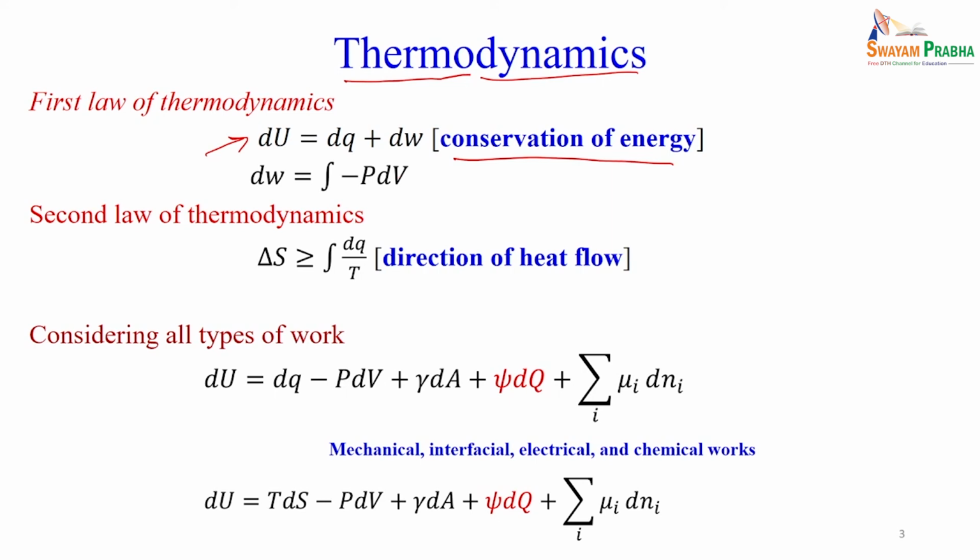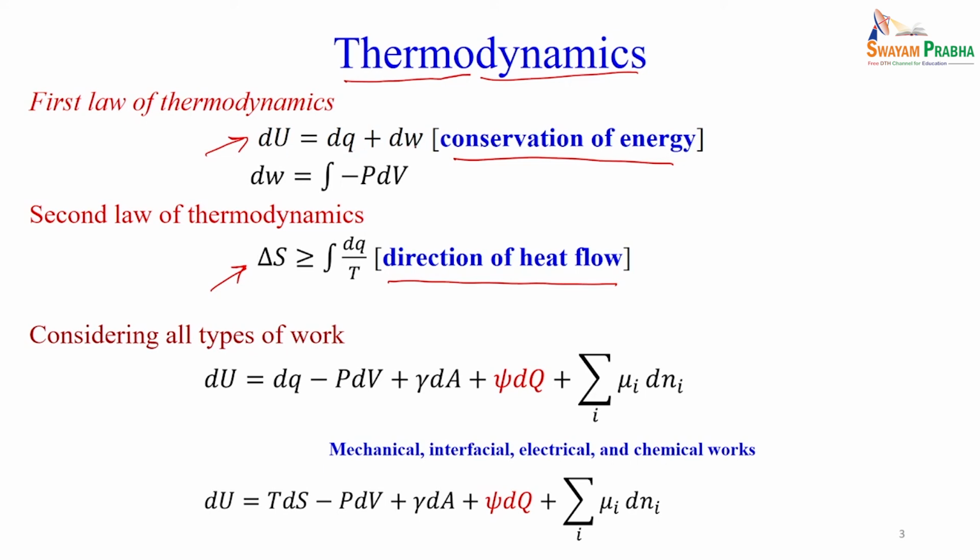Now, quickly let us review the second law of thermodynamics. It talks about the direction of heat flow. It says that heat cannot flow from a lower temperature to a higher temperature in the absence of some external means, or in other words, heat flows from a higher temperature to a lower temperature, and there we derive the term entropy, which is defined as dq upon T. Now, in the first law we are considering the mechanical work, but there can be other kinds of work apart from mechanical. So, we will just see dU is equal to dq plus dw.